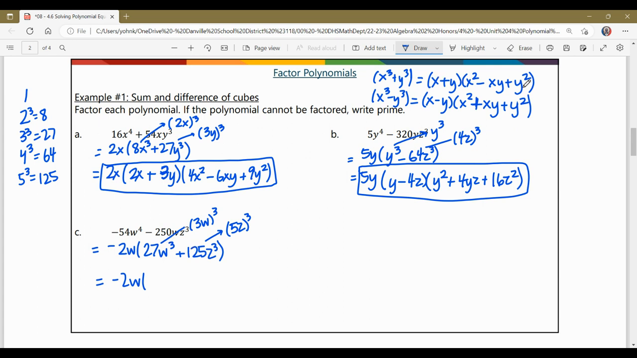The formula is the top one here, so I take the first one plus the second one. So 3w plus 5z. Then I take the first one squared. So 3w quantity squared is 9w squared. Minus, then I multiply the first and the second one together. So the 3w and the 5z, that gives me 15wz plus, and then the second one squared. So 5z quantity squared is 25z to the second. And there's my factor.